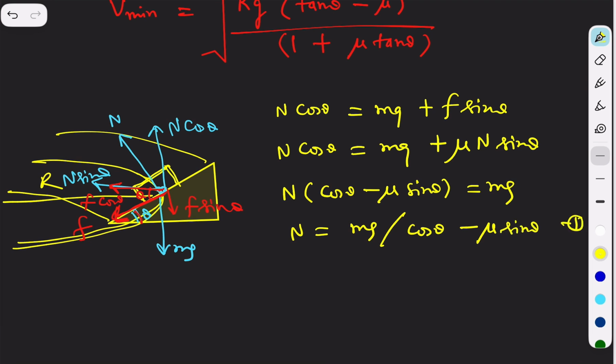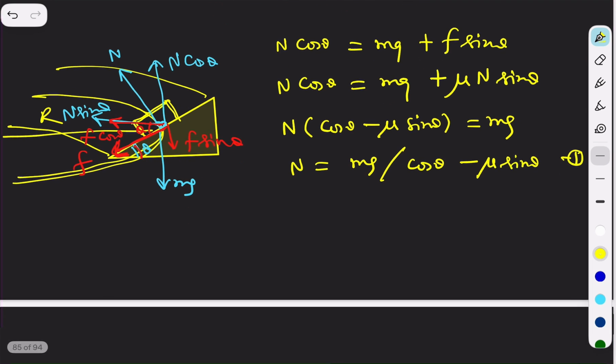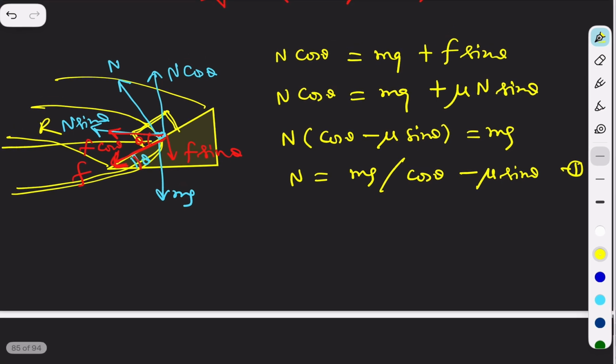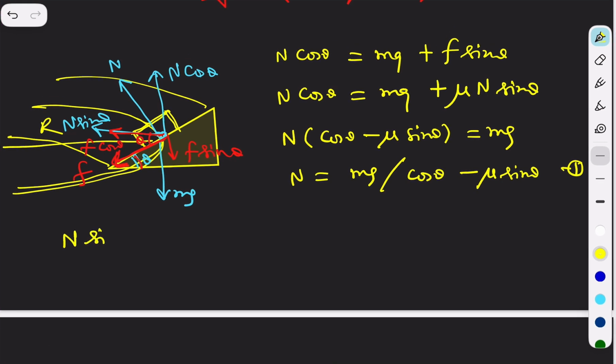And the second equation we can write for the centripetal condition, that the net force we have towards the center should be balanced by mv square by r. That's the centripetal condition that we talked about in the last lecture. So the centripetal force towards the center is N sin theta plus f cos theta, and that should be equal to m v max whole square divided by r.